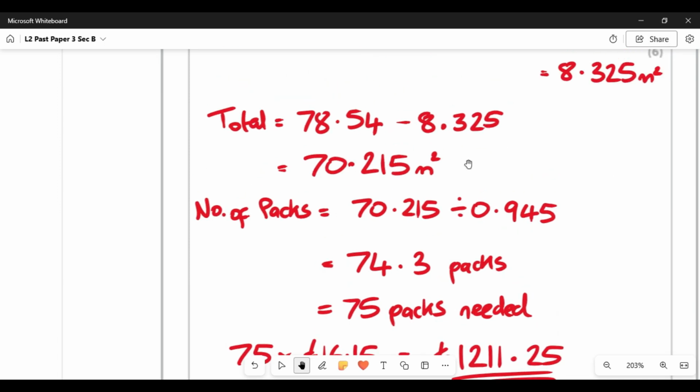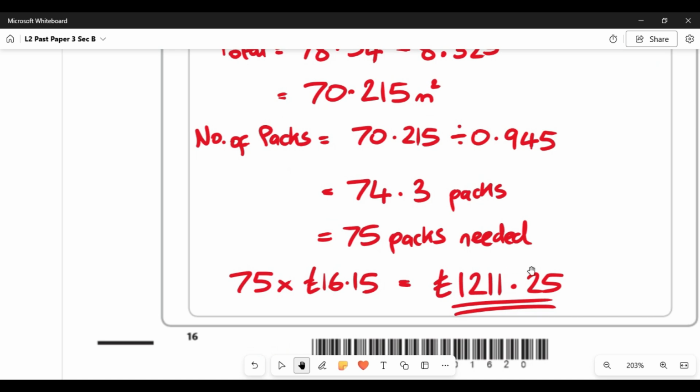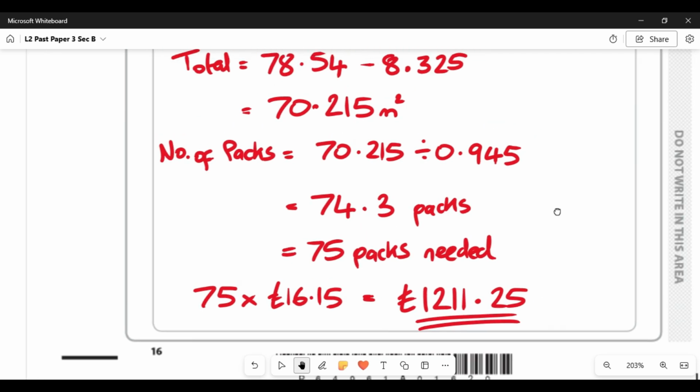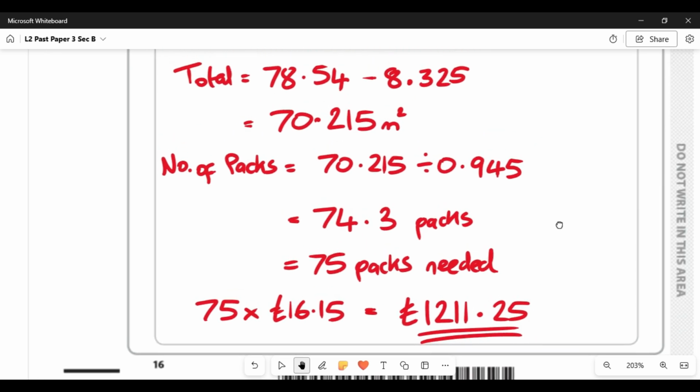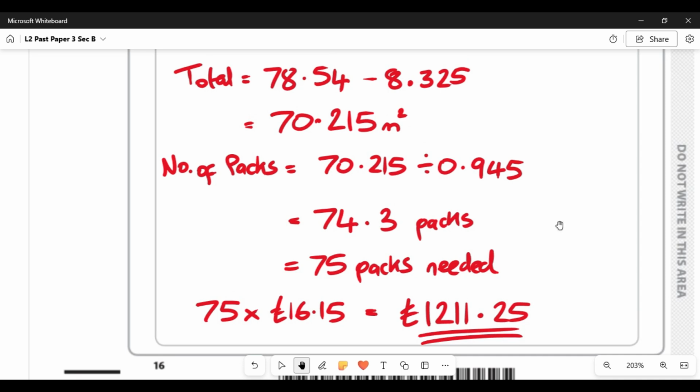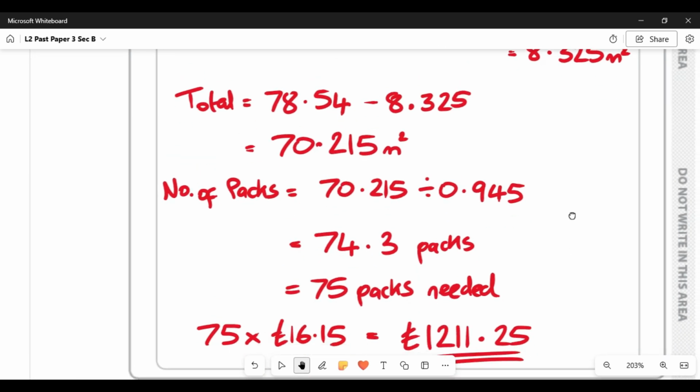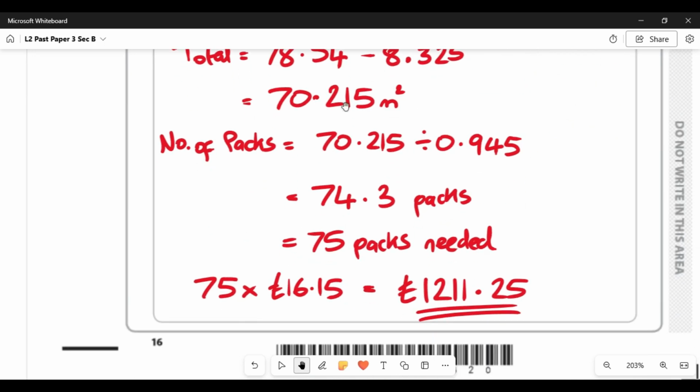But obviously you do have to show this area. If you don't show this area, and by complete coincidence you get the answer £1,211.25, that is just by chance, and you'll get some marks depending on your working, but you do have to show the 70.215 meters squared, definitely.